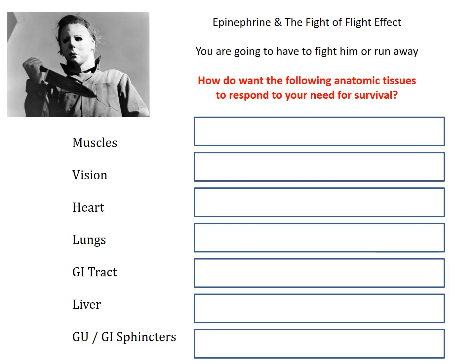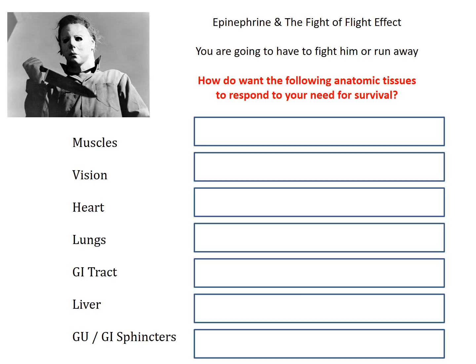So let's think about this for a second. We can use another scenario too. Let's say that you were walking through the woods and now you came upon a rattlesnake or a cougar or whatever. You're in some situation where you experience peril. What do you want to happen with respect to your muscles, your vision, your heart, your lungs, your GI tract, your liver, and your genitourinary and GI sphincters? Think for a second, stop the recording, and just think: if I had to save my life, what do I want to happen? Think about it. All right, you think about it?